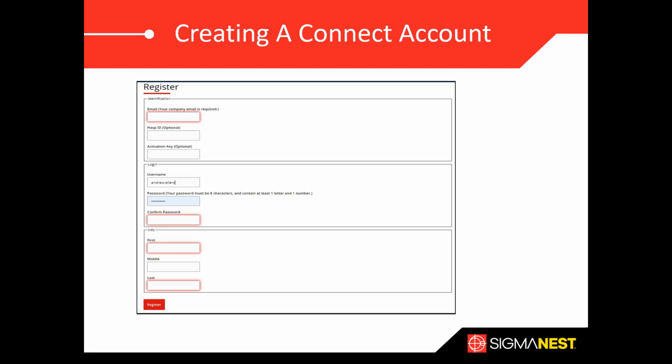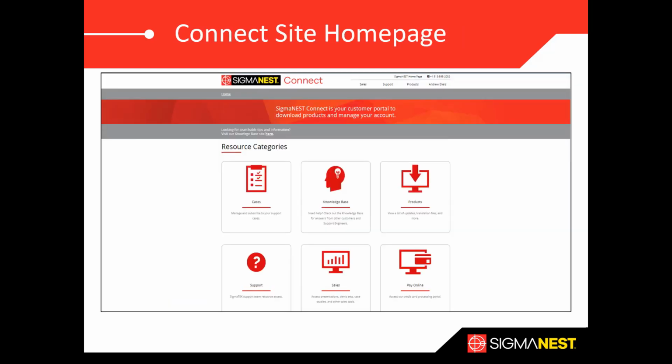Once you click the register button, it will send you an email to validate the email and just confirm it. And once it's confirmed, you'll be able to log into the software. So return back to that first page and just enter your username and password. And the next page you're going to see is the Connect site homepage.